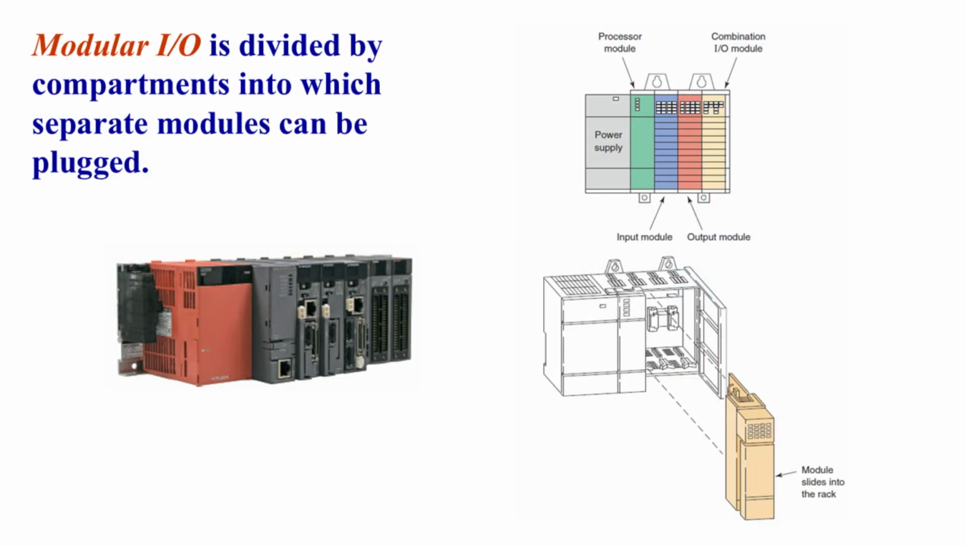Unlike fixed I/O, a modular I/O PLC is made up of separate modules that plug into a rack or base. This design allows you to mix and match modules to meet specific application needs. The modules slide into the rack and connect through a common backplane, which enables communication between them. Typically, there are individual modules for the power supply, processor, input, and output sections.